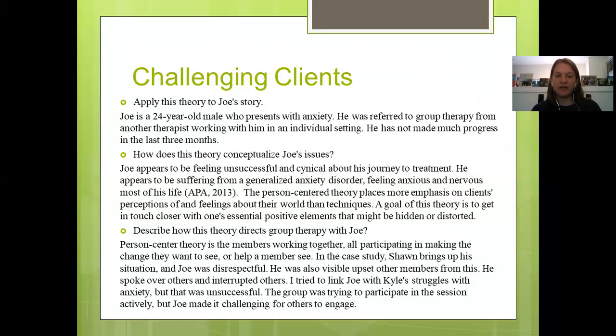Person-centered theory is where the members work together, all participating in making the changes they want to see or help members see. The group was trying to participate in the session actively, but Joe made it challenging for others to be engaged and have a cohesive group working together.